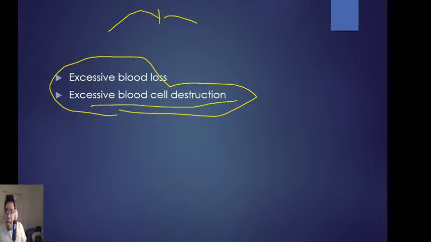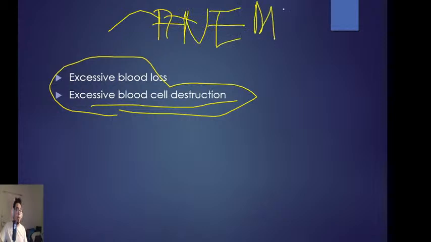Anybody in the chat? Anybody knows? Excessive destruction. Both of these things, they're referring to anemia. I know my handwriting is not very good using a mouse, but bear with me here. What type of anemia causes excessive blood cell destruction? You don't need to be specific.